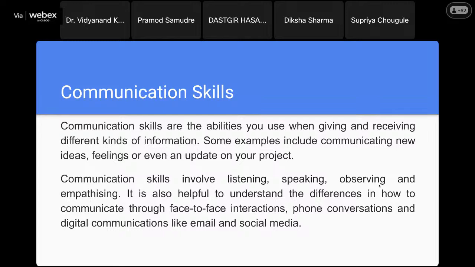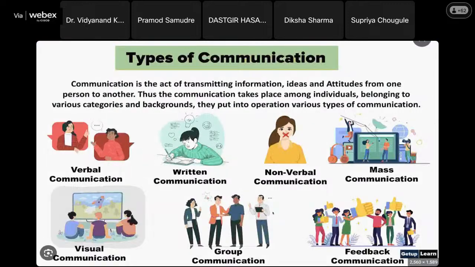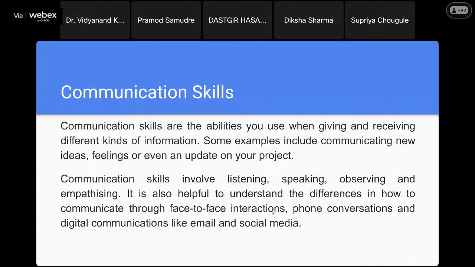Anubhuti, you know, not sympathy, but empathizing, and then you feel that you get connected to the people. It is also helpful to understand the differences in how to communicate through face-to-face interactions, phone conversations, and digital communication like email and social media.